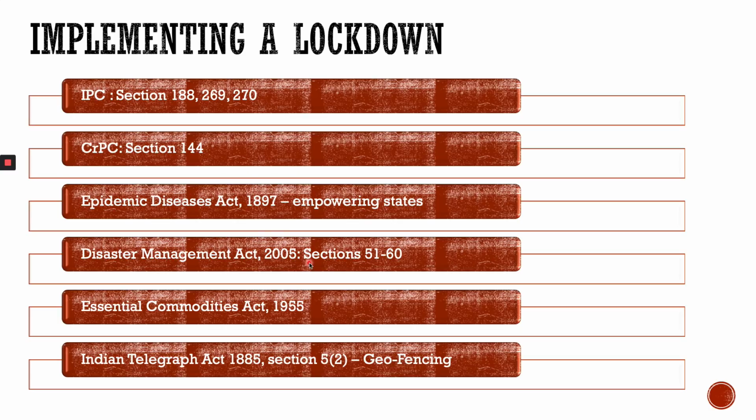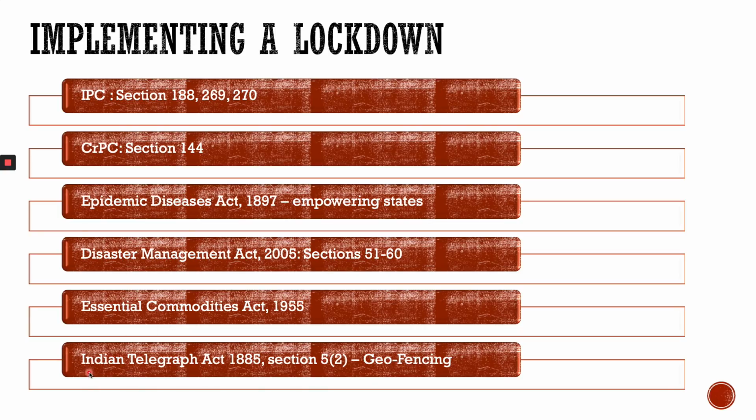In addition to this, the Essential Commodities Act of 1955 also gets invoked, where the center and the states ensure that the essential supplies pertaining to food and other things are always in motion. So the manufacturing, the logistics, the distribution, and the selling of essential commodities is uninterrupted, so that people are able to at least take care of the basics.